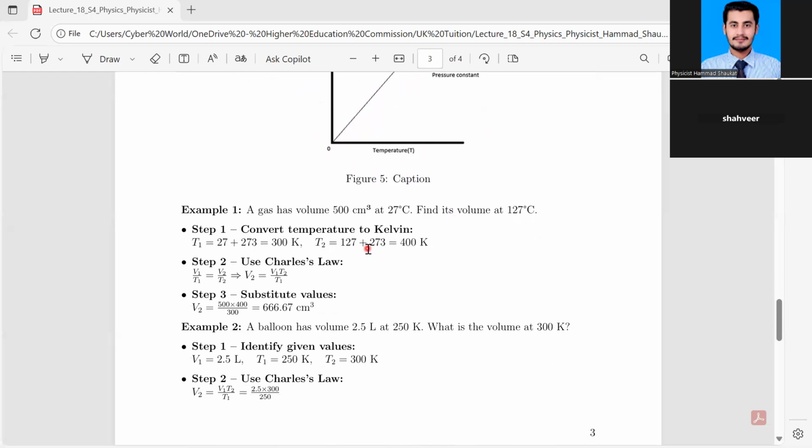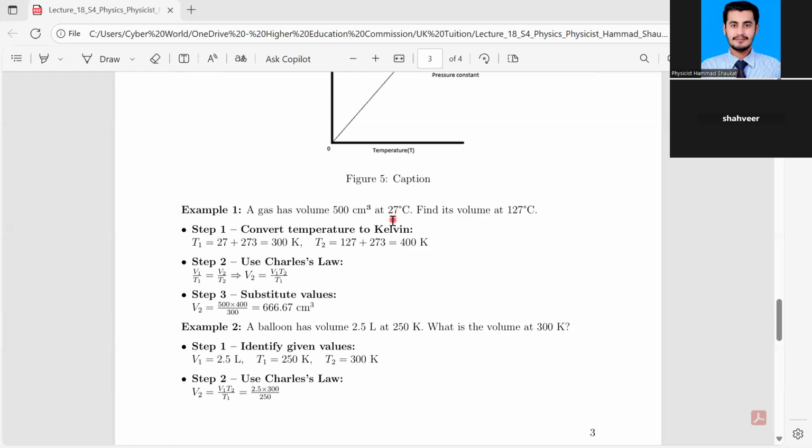Now let's move on towards working examples. Let's start. A gas has volume 500 centimeter cube at 27 degrees Celsius. So the volume is given, and definitely this is the initial volume. So the value is 500. So this is V1, right? V1 is 500.